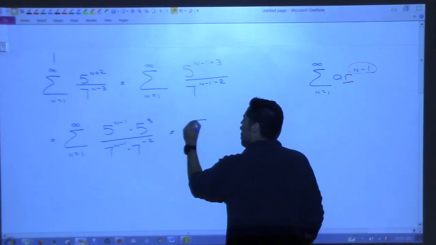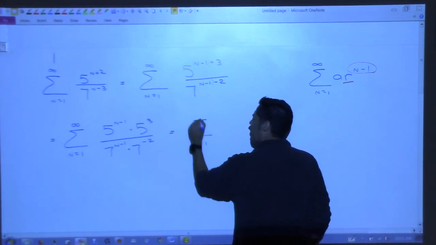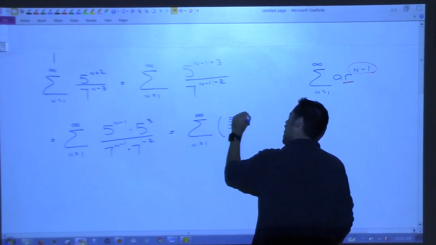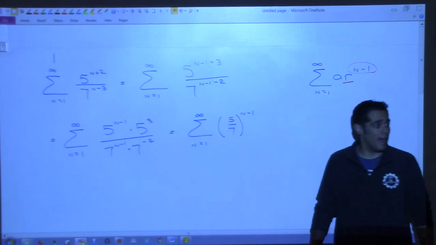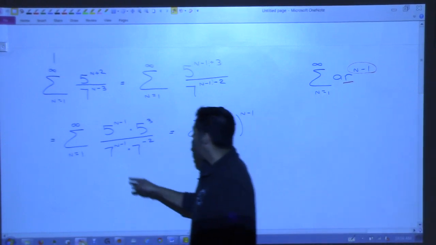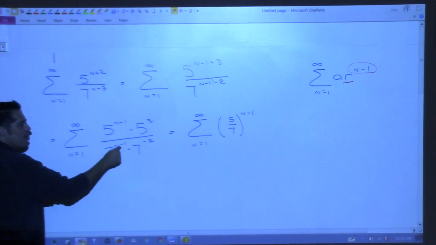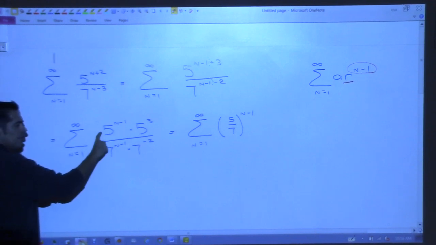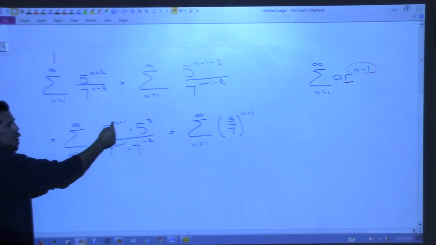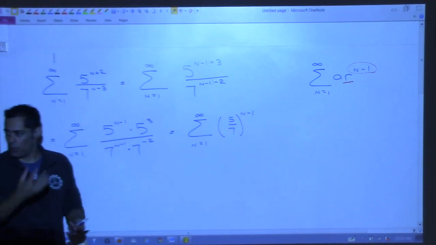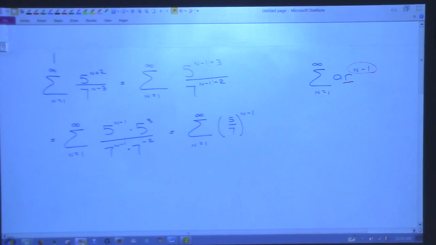Now this is just 5/7 to the n minus 1. The reason I can do that is just properties of exponents. If you have something to a power over something to a power and those are the same powers, then you can put these two as a fraction together to the same power. So this would go to both of these, right? So I'm kind of reversing the property of exponents, but I still have some more stuff, right?